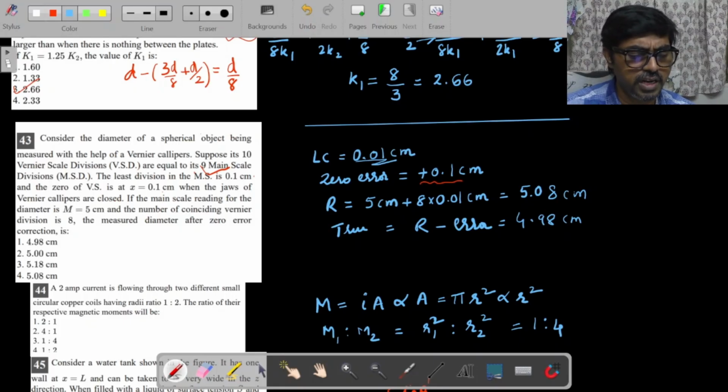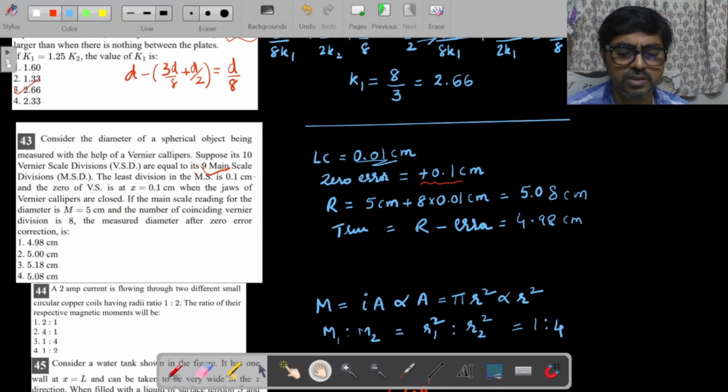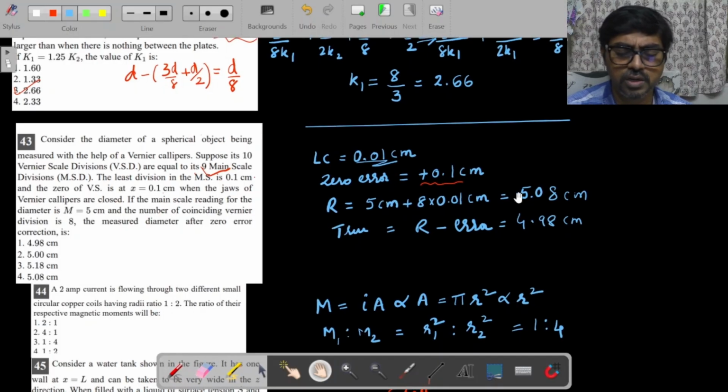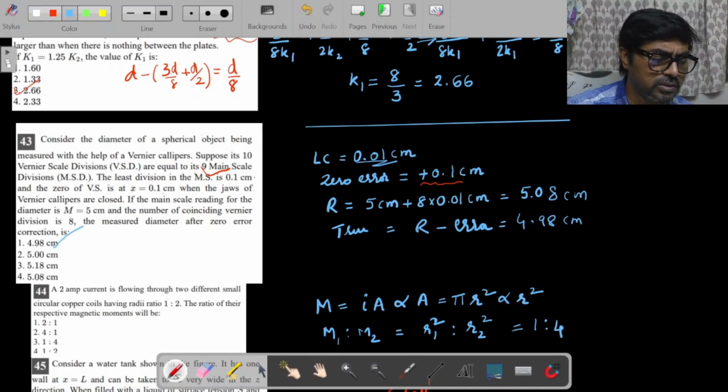Now, if the main scale reading for the diameter is m equal to 5 centimeter, then now the object is placed. Now, main scale reading is showing 5 centimeter and the vernier coincidence is 8. Then the measured diameter after zero error correction is. So, reading will be equal to main scale reading plus vernier scale reading. Main scale reading is 5 centimeter given. Vernier scale reading is coming out to be vernier coincidence into least count, that is 0.08. So, total reading will be 5.08 centimeters. But the true value would be equal to reading minus error. Reading is 5.08 minus error is 0.1. So, if you subtract it, you will get 4.98 centimeters. That is going to be the answer for this question.